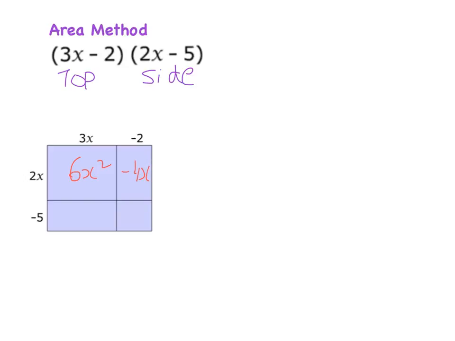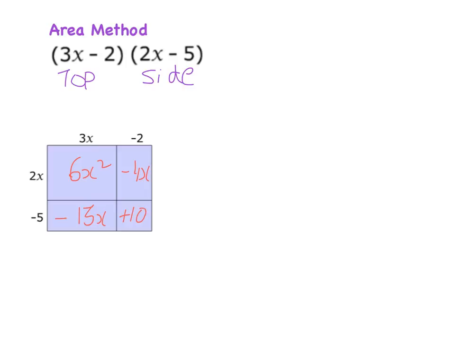Then we will move on to this section here of the box, and this will come from multiplying these two answers. And it's minus 5 times 3x, a plus by a minus will give me a minus, and 5 times 3x will give me minus 15x. And then I move on to this last section here of the box, which comes from multiplying the minus 5 by the minus 2. A minus by a minus will give me a plus, and 5 2s are 10.